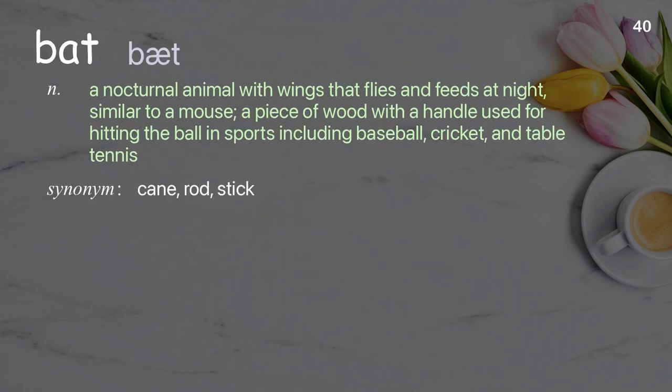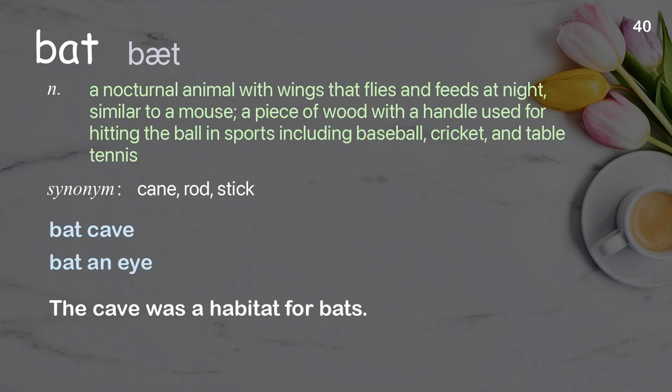Bat. A nocturnal animal with wings that flies and feeds at night, similar to a mouse, a piece of wood with a handle used for hitting the ball in sports including baseball, cricket, and table tennis. Examples: bat cave, bat an eye. The cave was a habitat for bats.